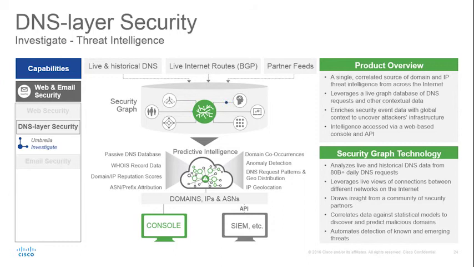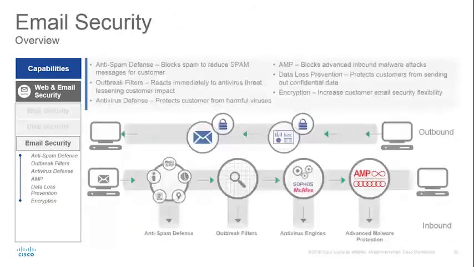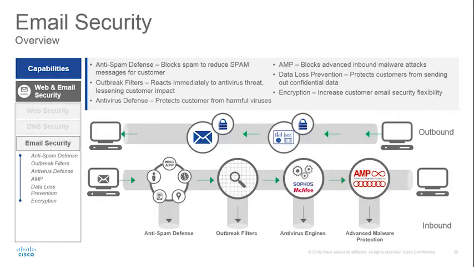In addition to web and DNS layer security, Cisco delivers a comprehensive email security solution. Cisco Email Security offers protection for both inbound and outbound messages. Inbound protection includes anti-spam defense, outbreak filters, antivirus engines, and advanced malware protection. To protect the sensitive emails leaving the organization, Cisco also delivers outbound protection with data loss prevention (DLP) and encryption.